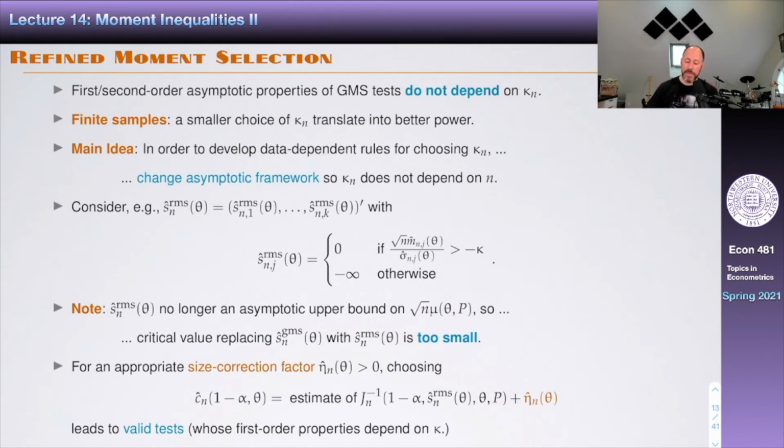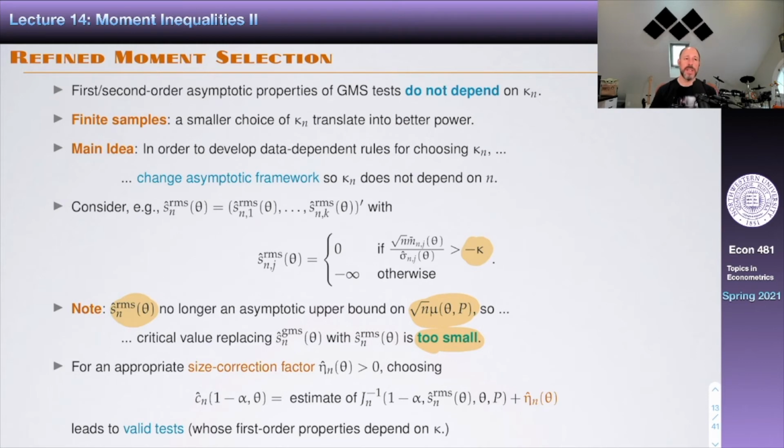So the idea of the so-called refined moment selection is exactly the same as before, but Kappa is fixed. It doesn't change with n. Of course, there's a problem with that, because the minute that Kappa is fixed, this function s is no longer a valid asymptotic bound for square root n mu. So our initial goal of wanting s to be greater than or equal to square root n mu is broken. And so the critical value that we get out of this approach is just too small.